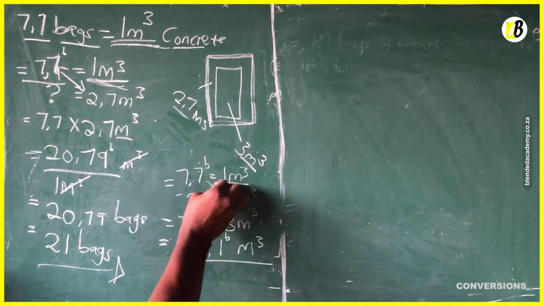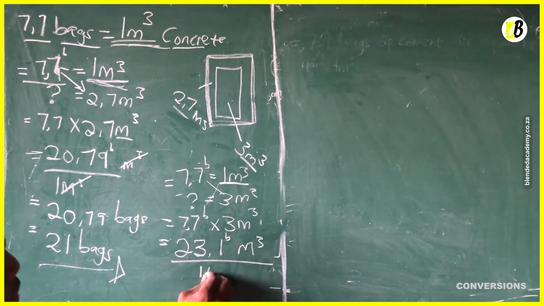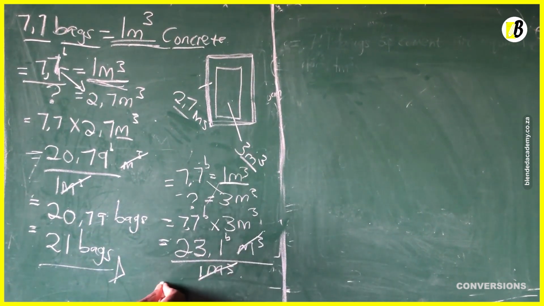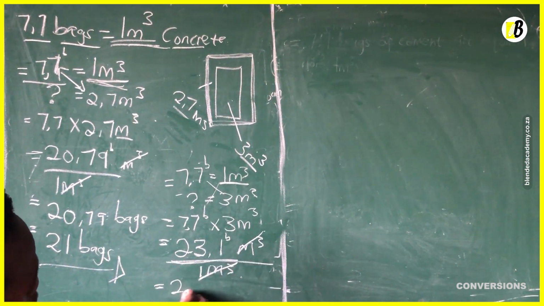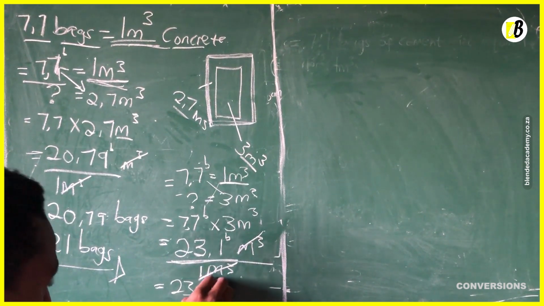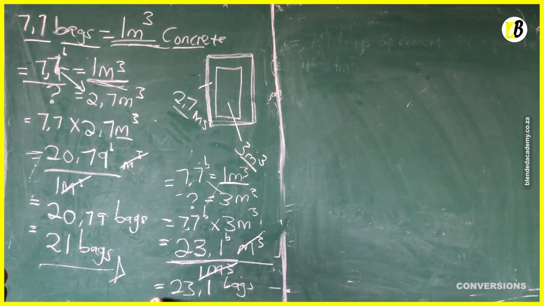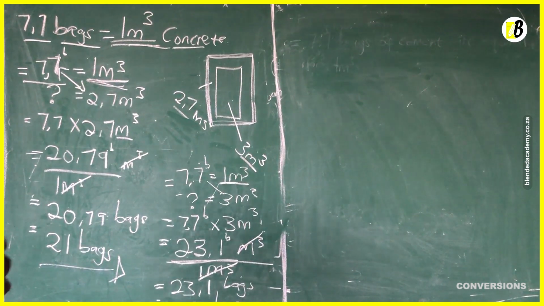Divide by that 1 meter cubic right there. Remember, they're going to cross each other, and then we're going to be left with the bags. So it's going to be 23.1 bags. Let's see if we can round it off. So it's going to be 24 bags. It's going to be 24 bags, right?